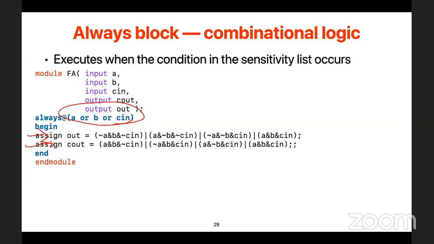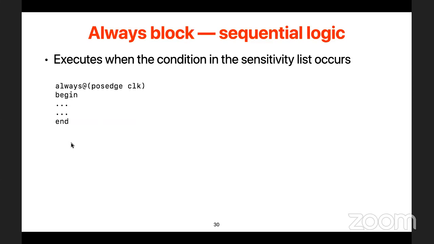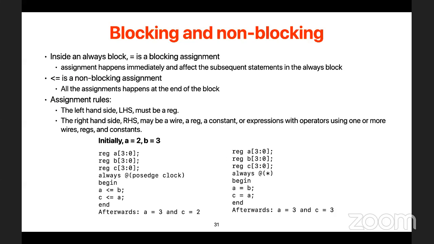But there's also another way that you can use an always block, and that will create sequential logic. If you have learned CSE140, you know what really controls sequential logic is the clock. So you want your always block to work on a positive edge or on a negative edge, right? And whenever you detect the positive edge of the clock, you will do what's in between. That's how you use an always block for either combinational logic or sequential logic.